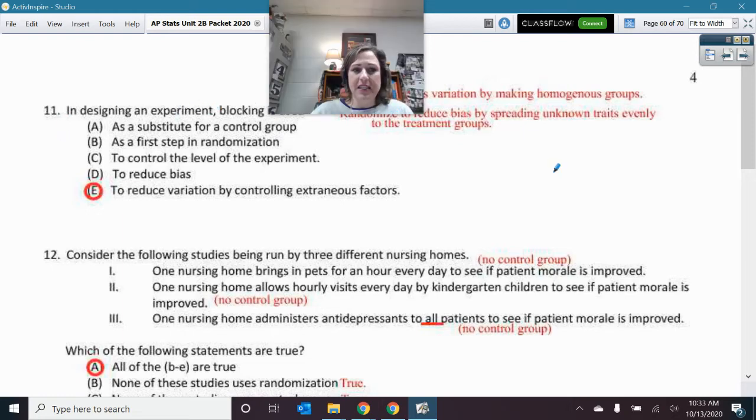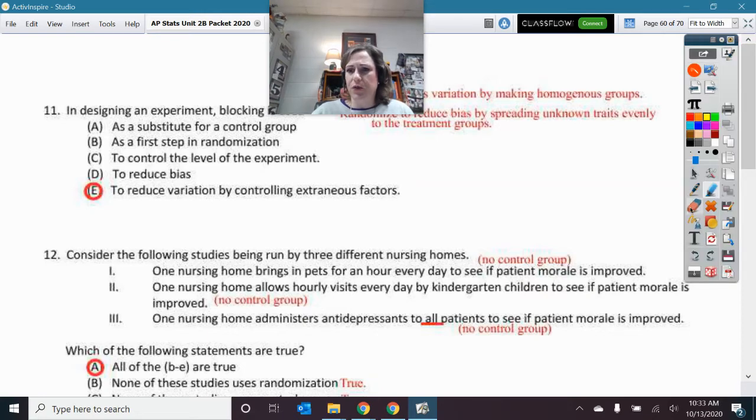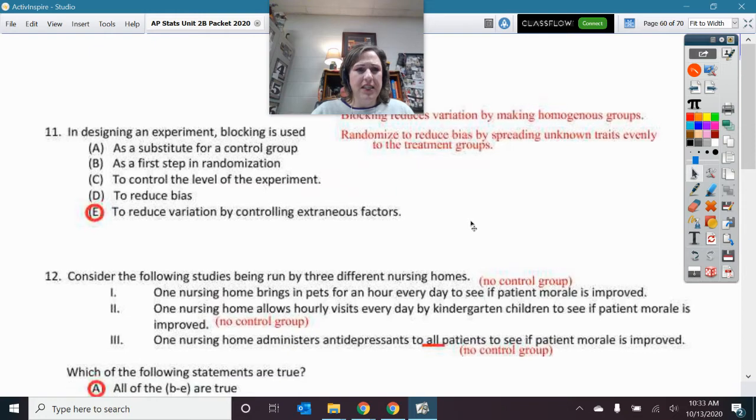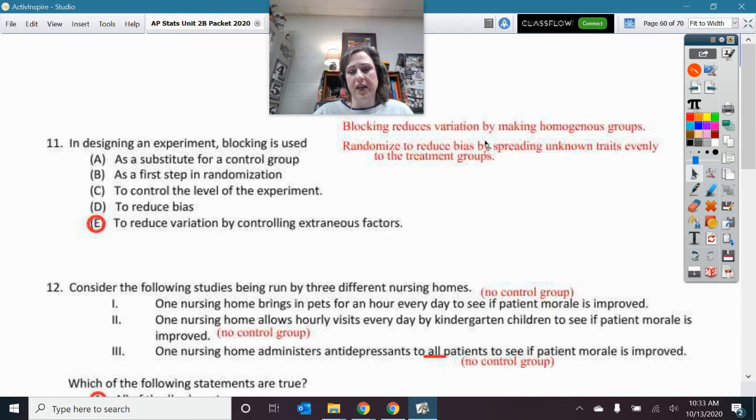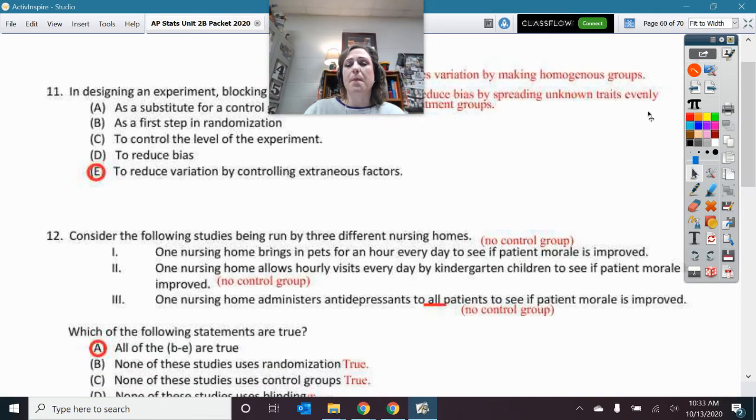This one says in designing an experiment, blocking, let's see, what is it saying? Blocking is used to reduce variation. Blocking reduces variation. You randomize to reduce bias. When you need to spread unknown traits evenly, randomize to reduce bias. But blocking reduces variation. What do you do? Make homogeneous groups. You group them together so it reduces the variation.